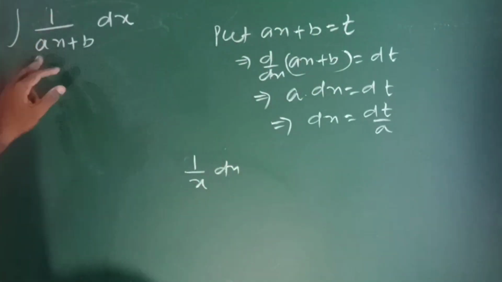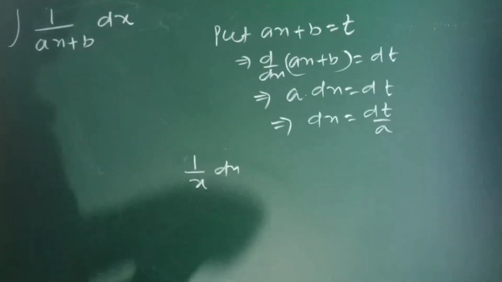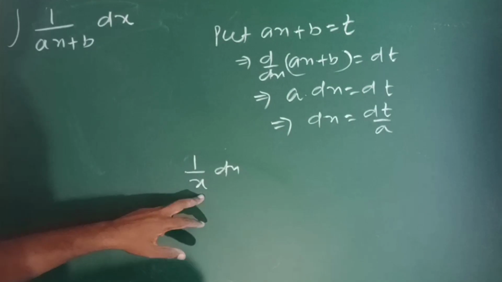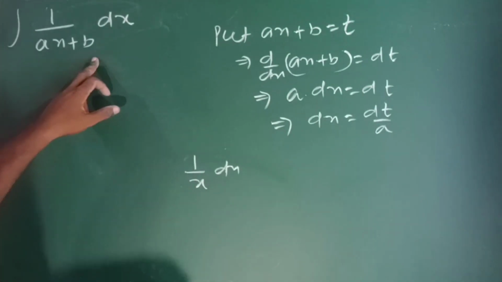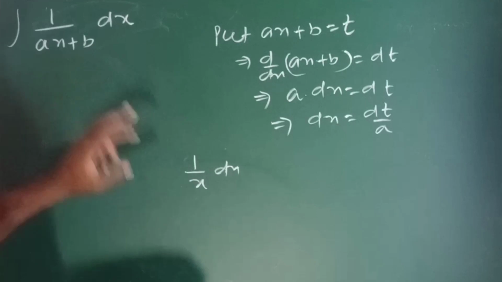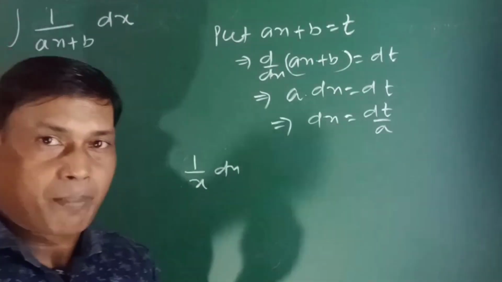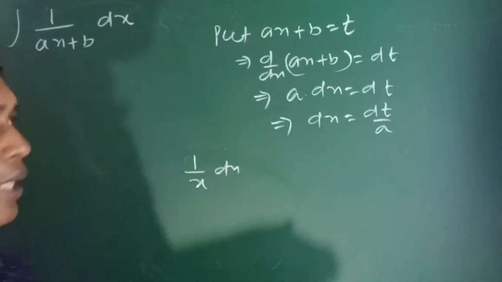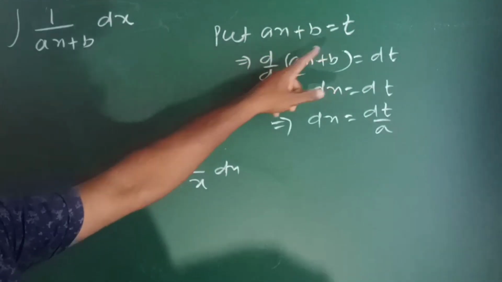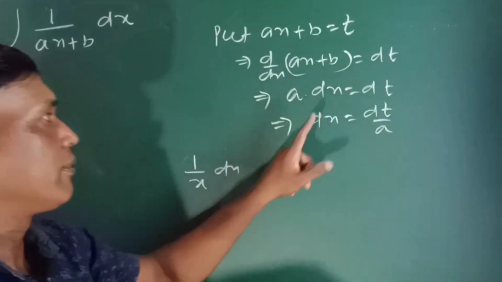ये जो फंक्शन 1 बाई ax प्लस b, ये 1 बाई x की फॉर्म में है, बट x की जगह x नहीं, ax प्लस b है. अगर x की जगह कोई दूसरा फंक्शन है तो हमको सब्स्टिट्यूट करना पड़ेगा. सो पुट ax प्लस b इक्वल टू t. आफ्टर सब्स्टिट्यूशन डिफरेंशिएट, देन फाइंड dx.